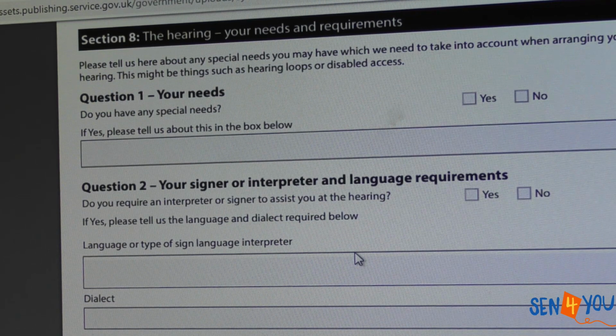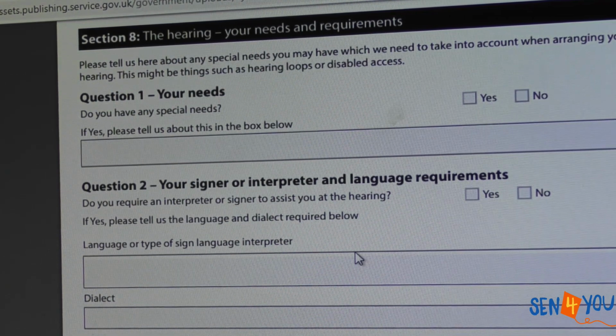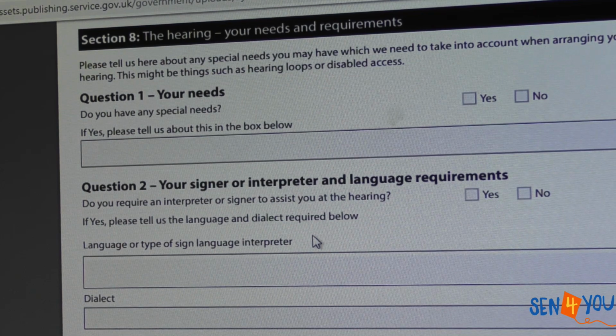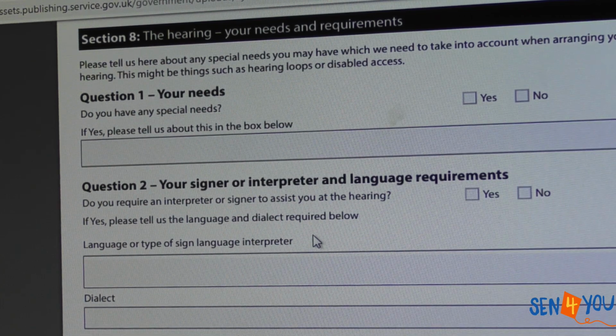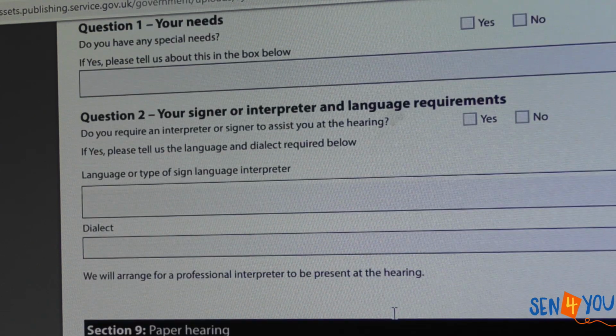The tribunal is also accessible, so it will need to make adaptations if you've got disabilities. So, for example, the provision of interpreters or signers. If you're a wheelchair user, it will need to be accessible. In this box, in Section 8, you need to tell the tribunal if those are issues for you, and they will then make the necessary arrangements.